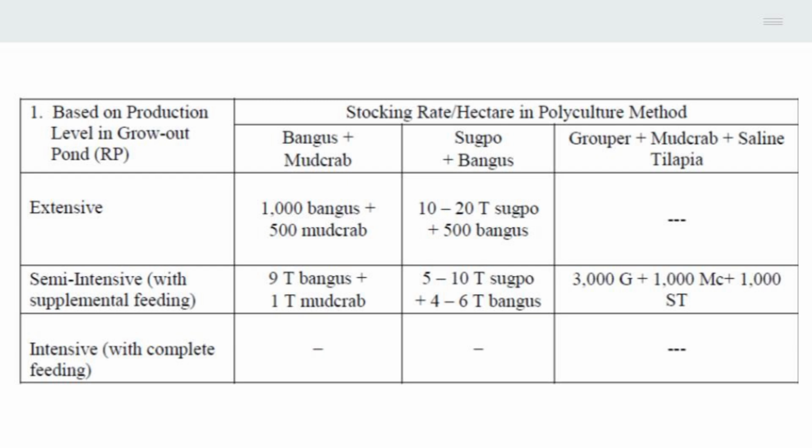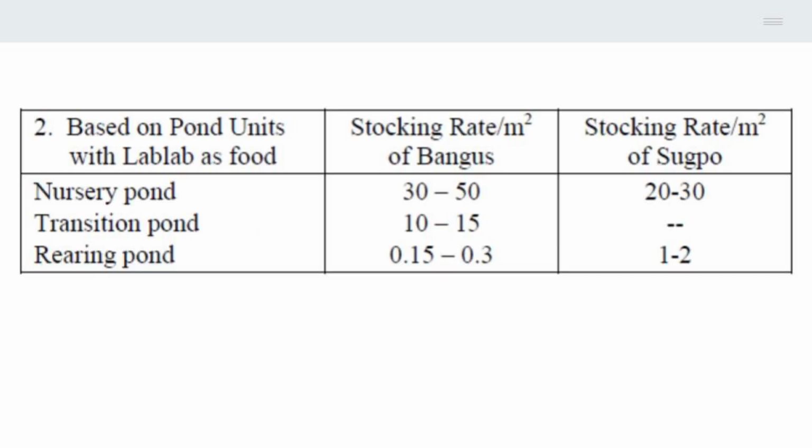while maintaining environmental sustainability. In aquaculture, different pond units serve different purposes throughout the growth stages of fish and shrimp. The stocking density varies depending on the pond type, ensuring proper space, food availability, and survival. This table presents the stocking rate for bangus or milkfish and sugpo or tiger shrimp when lablab is used as the primary food source. The nursery pond has high stocking density for early growth.